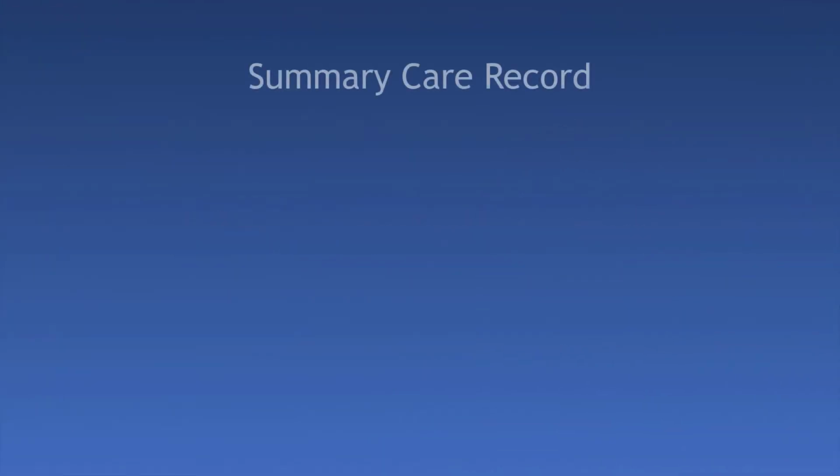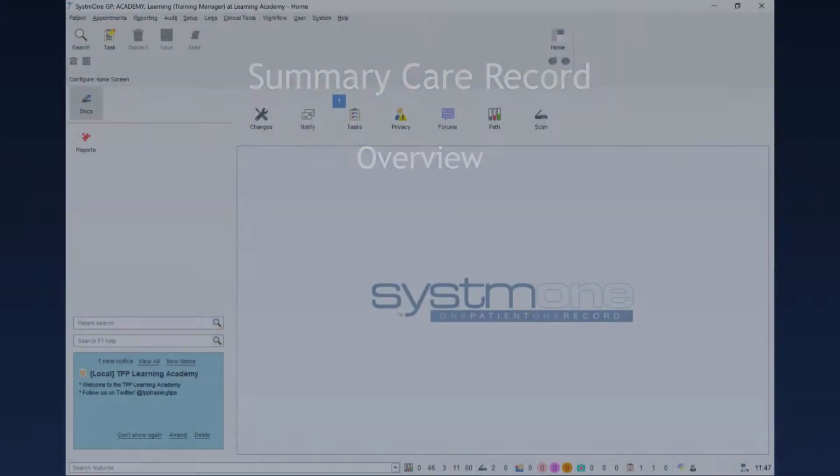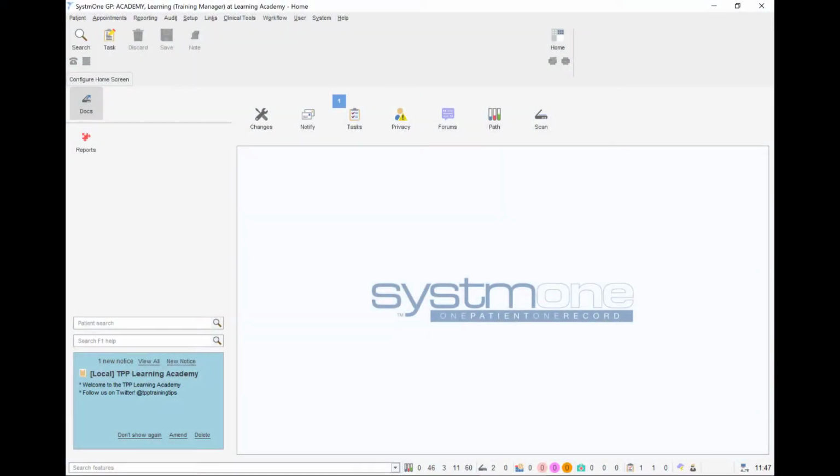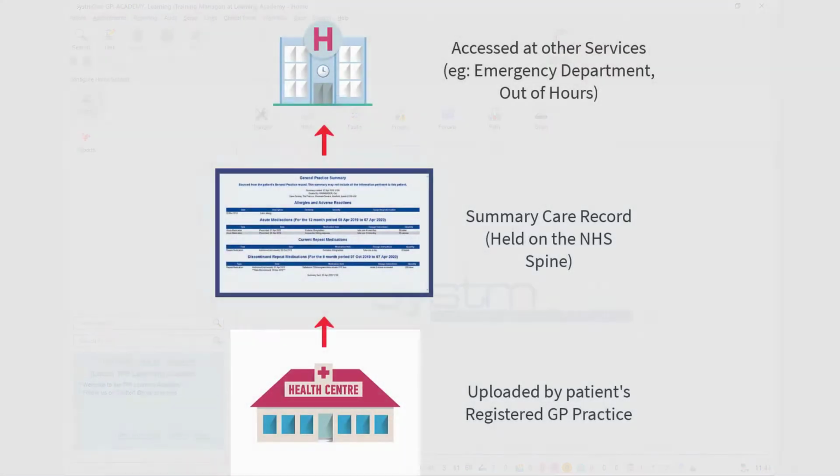Hello. This short video will provide an overview of the summary care record and how it is accessed from within SystmOne. The summary care record is an electronic record of important patient information sourced from the patient's GP record. It can be accessed by authorised staff in other healthcare settings that are directly involved in the patient's care.